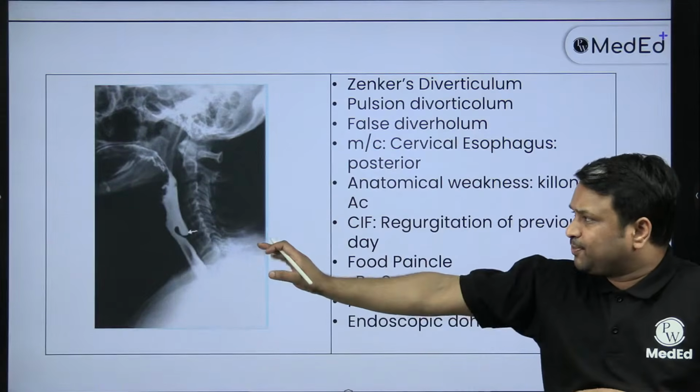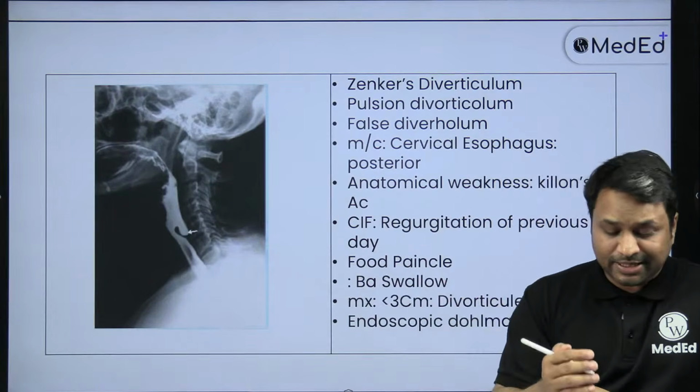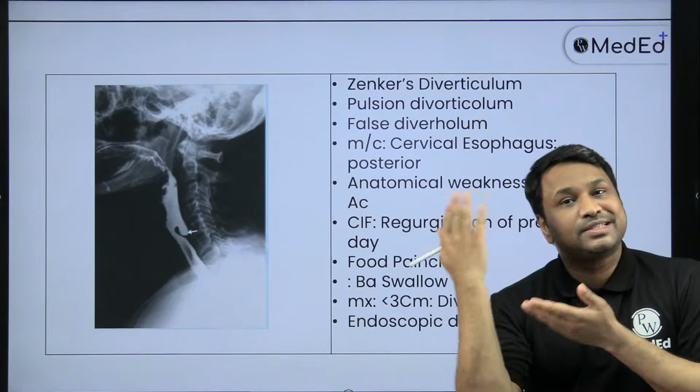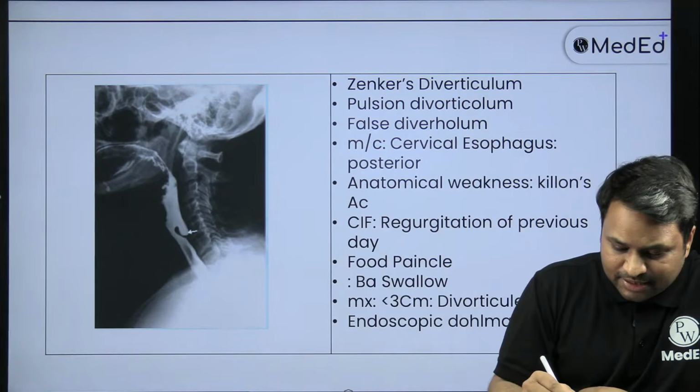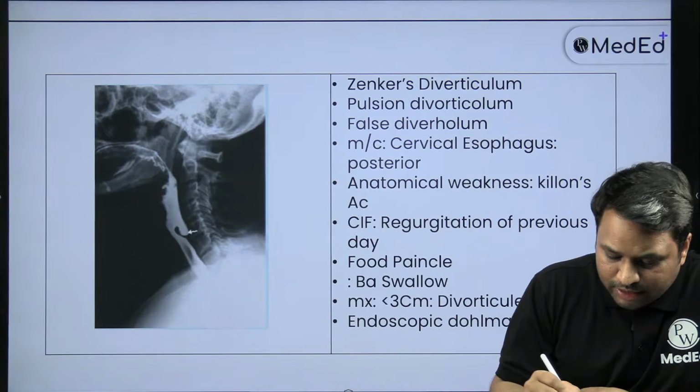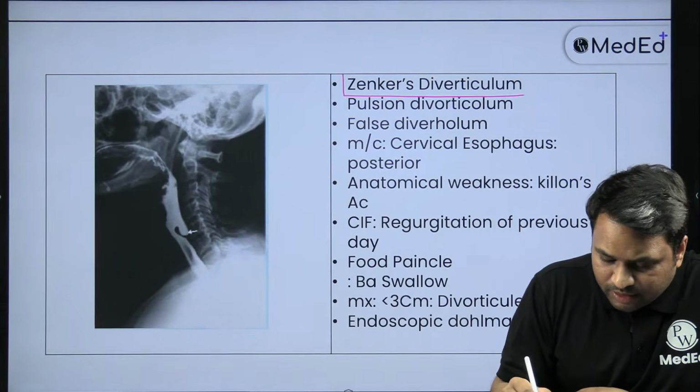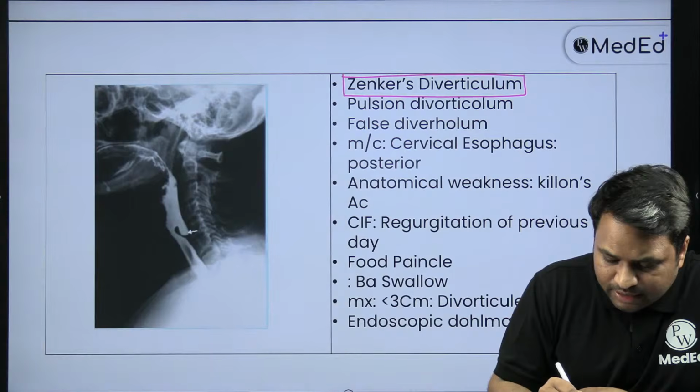Now, when you look at this spotter, you see there's an outpouching present in the cervical region of the esophagus on the posterior side. And this can only be your Zenker's diverticulum.